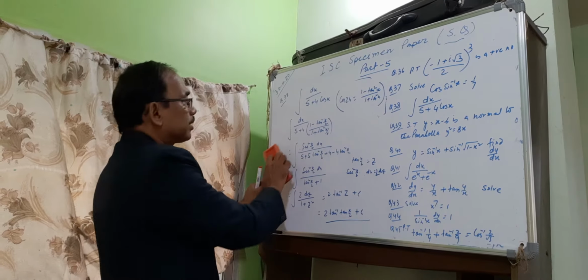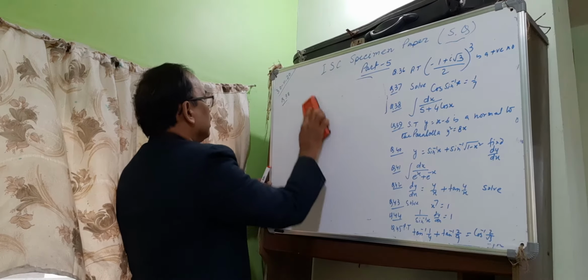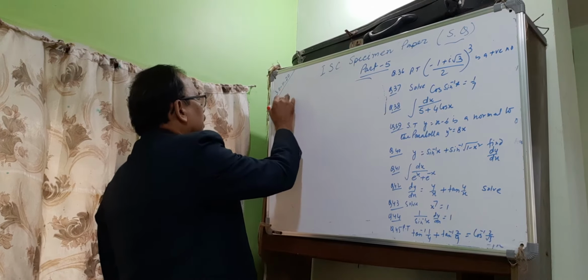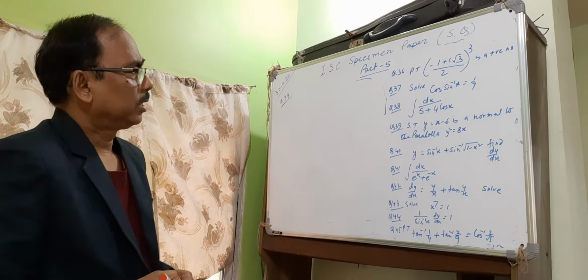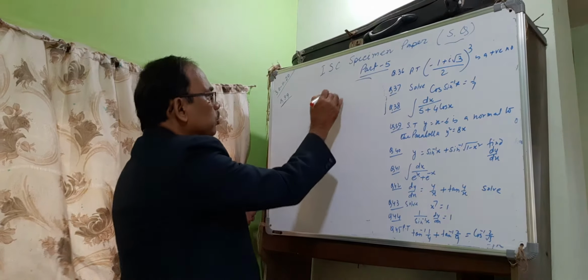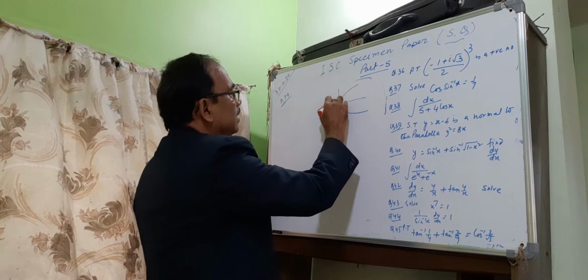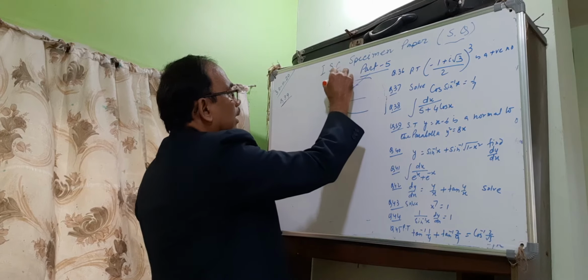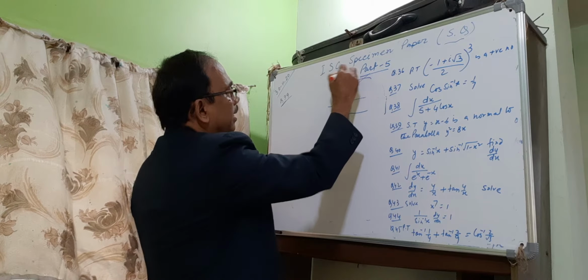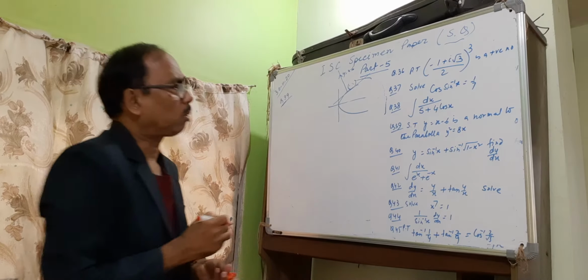Okay, next sum number 39. It is a parabola sum. Show that y equals x minus 6. Suppose you know this is a parabola and this is the tangent and this is the normal. So you have to prove that y equals x minus 6 is the normal of this parabola, and find the point of contact of the normal.